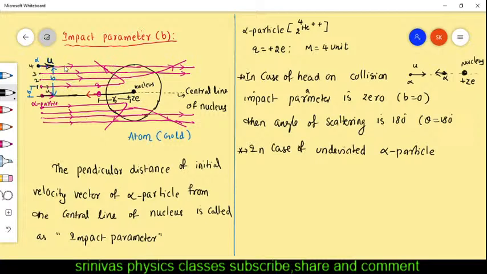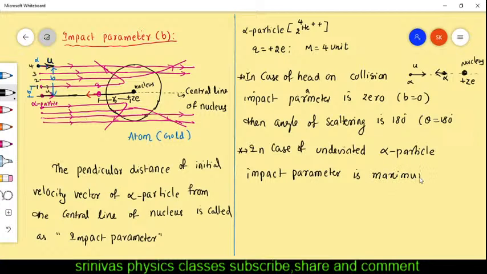This is the undeviated alpha particle. In case of undeviated alpha particle, B is more, right? This B is maximum. B is the distance from the central line. The impact parameter is maximum. And the angle of scattering is how much? No scattering. That means it is not bending, it is going straight, so the angle of scattering becomes 0. In case of undeviated alpha particle, the impact parameter is maximum.